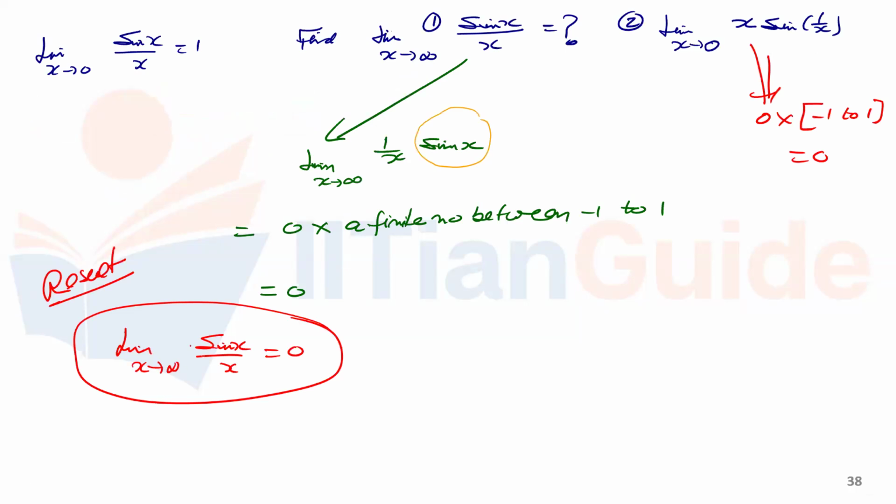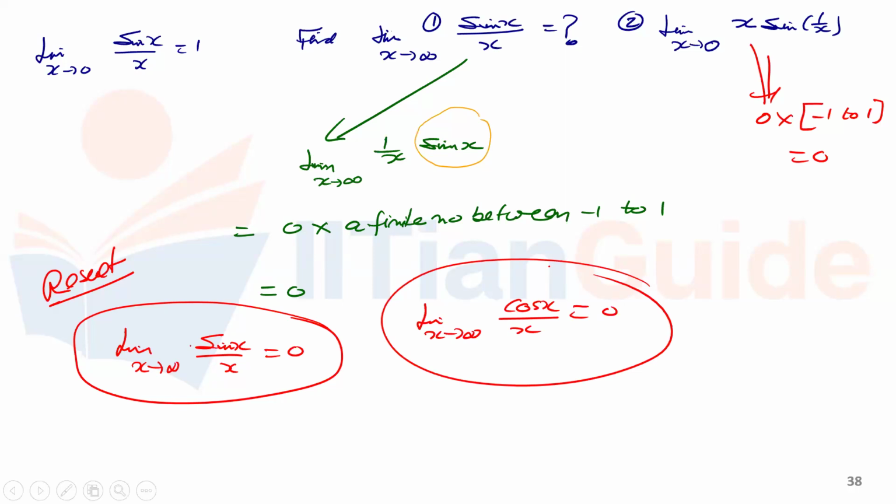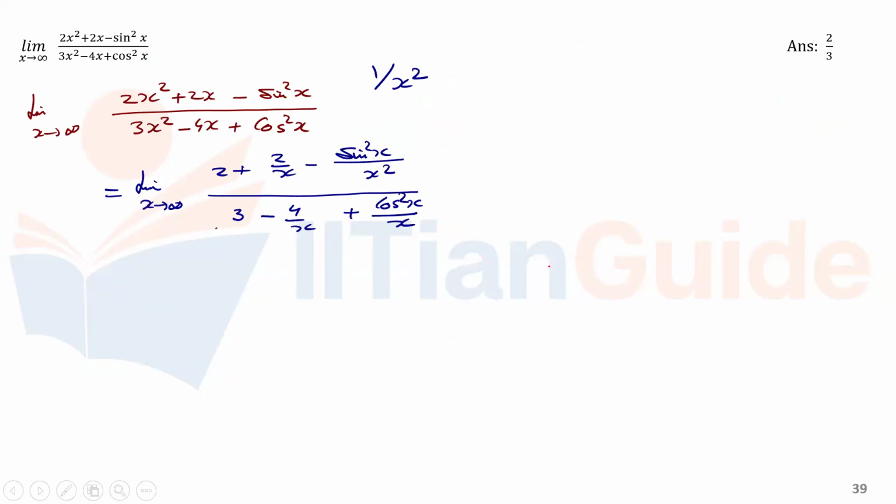Now I'm going back again. Just a minute. It is limit x tending to infinity of sin x by x. In case we have limit x tending to infinity, in place of sin x, suppose we have cos x by x. In that case also 1 by x will give me 0 multiplied by cos x. Cos x will lie between -1 to 1, so 0 multiplied by -1 to 1 will also give me 0. So limit x tending to infinity of sin x by x or cos x by x, both are 0. So I'm just putting the values here. First term is 2, after that 0, after that 0. Here 3 minus 0 plus 0. This 2 by 3 is my answer. ठीक है?